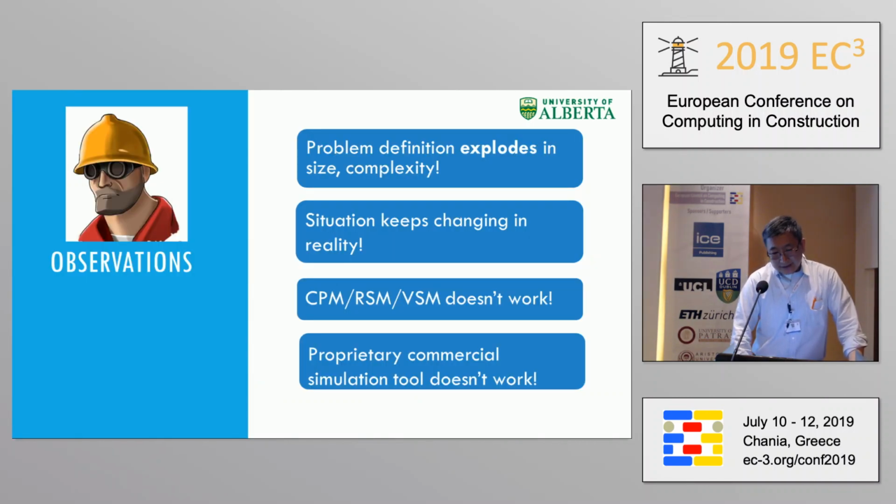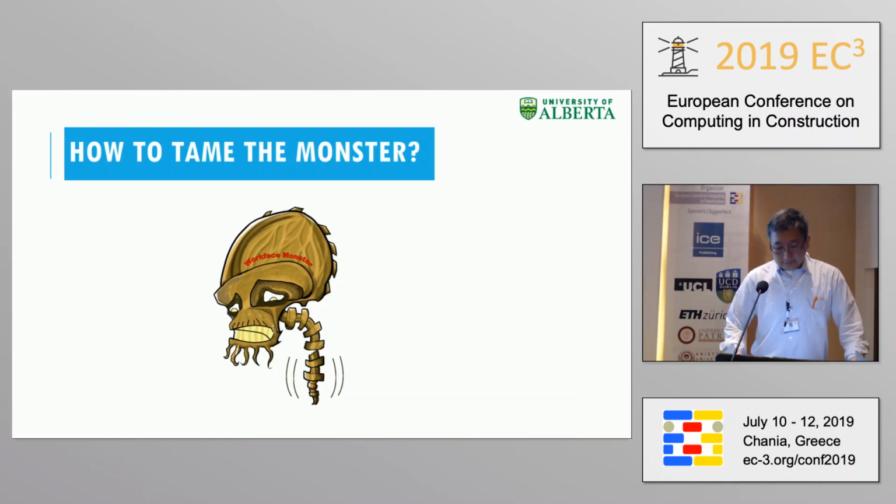So I come to this slide. It makes some strong statements here: all the models we have been using are wrong. They don't work in this context, on behalf of the shop superintendent. The CPM, the P6, repetitive scheduling, the VSM, they don't work. The commercial simulation tools, they don't work. So I said that this is the question.